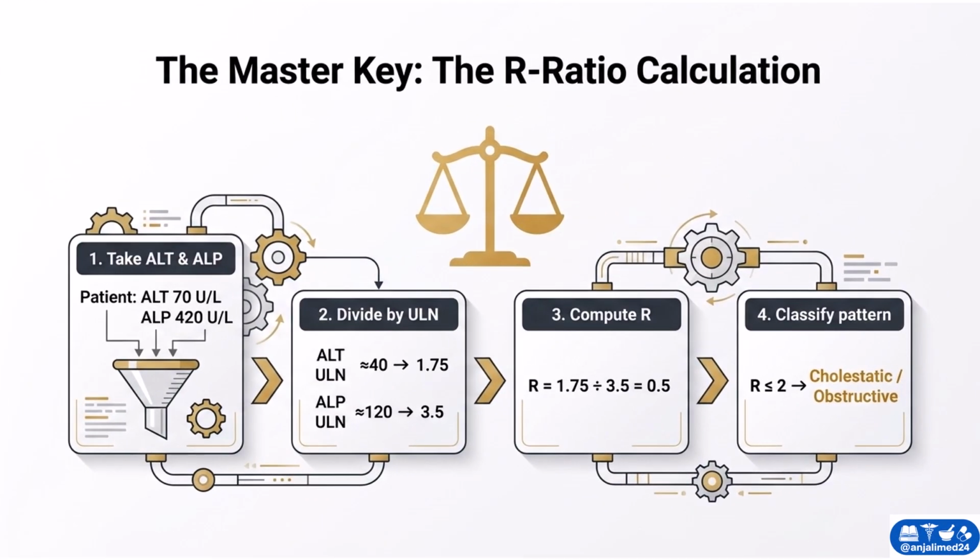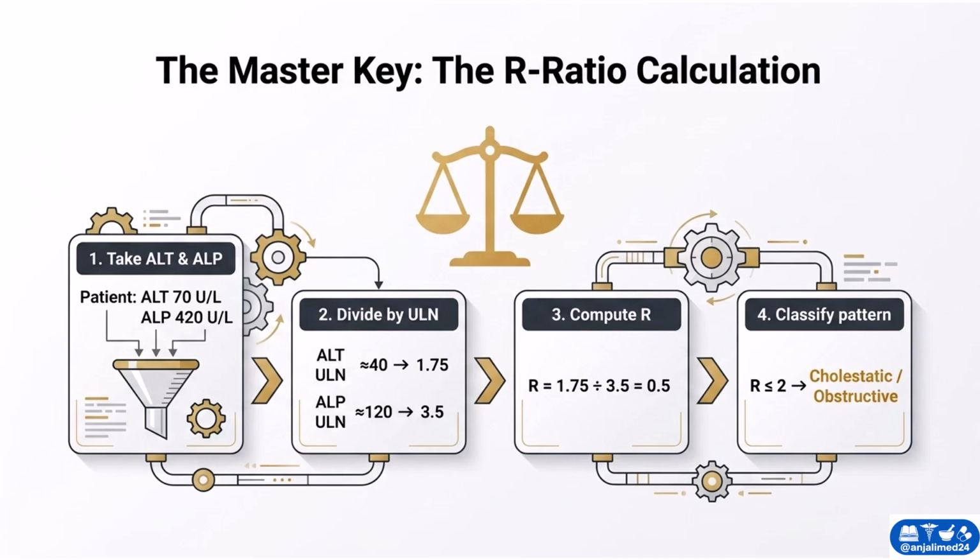Now, let's learn the single formula that transforms liver function test interpretation: the R ratio. The R ratio objectively tells us whether the liver injury is hepatocellular, cholestatic, or mixed. The formula is simple. R equals ALT divided by its upper limit of normal, divided by ALP divided by its upper limit of normal. Let's apply it to Mr. Patil's case. His ALT is 70 units per liter. Assuming the laboratory upper limit of normal is 40, we calculate 70 divided by 40, which equals 1.75.